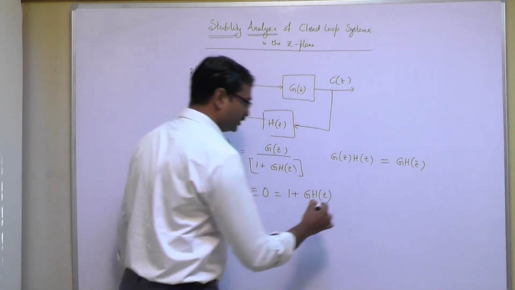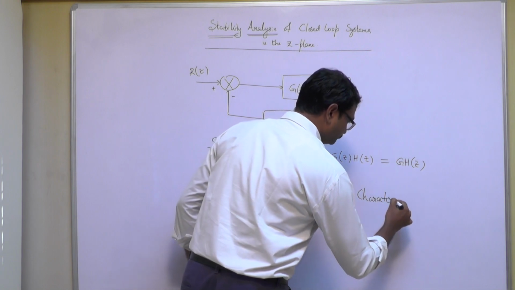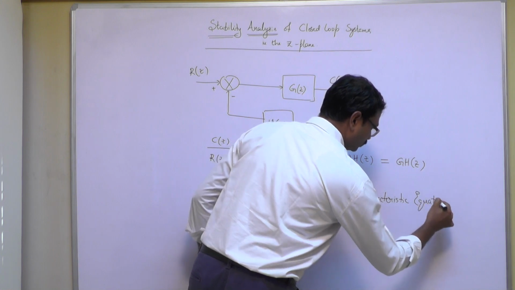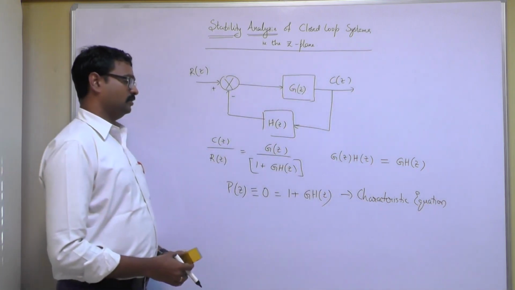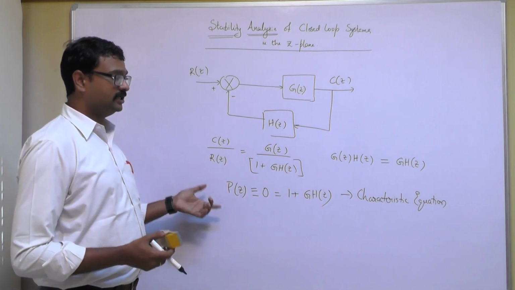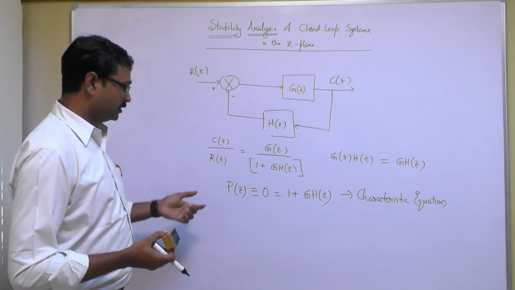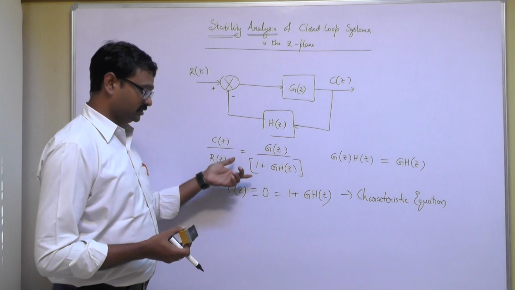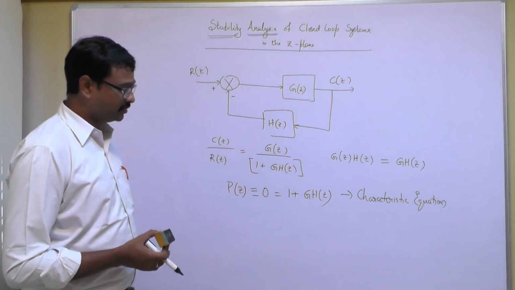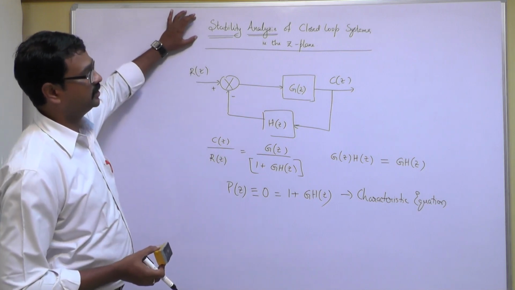So this can be termed as the characteristic equation, because the location of its poles and zeros will tell us whether the system is stable, limitedly stable, or unstable. Therefore, the location of poles and zeros of this characteristic equation plays a pivotal role in determining the stability. That is what we are trying to understand, stability analysis.